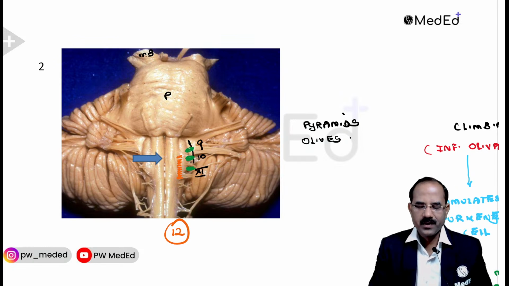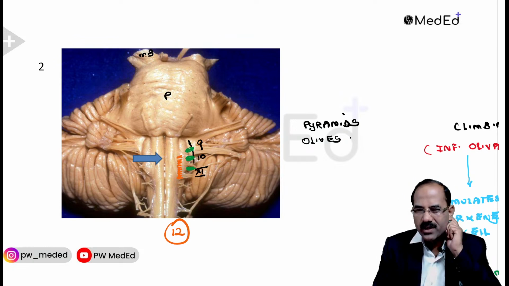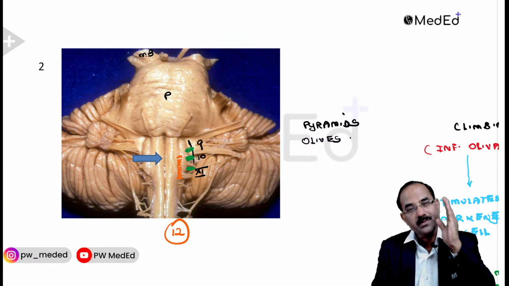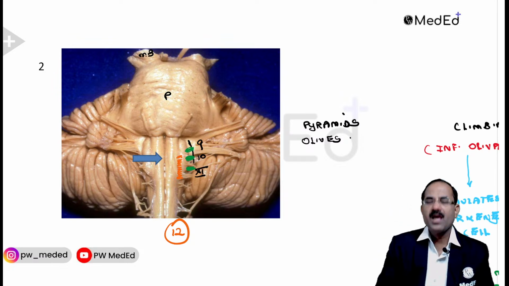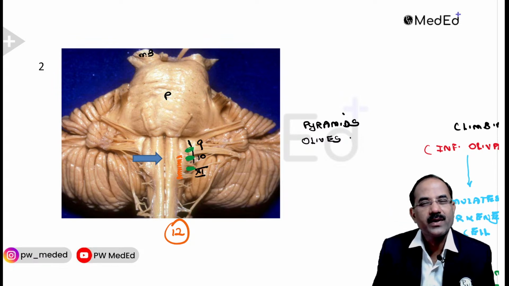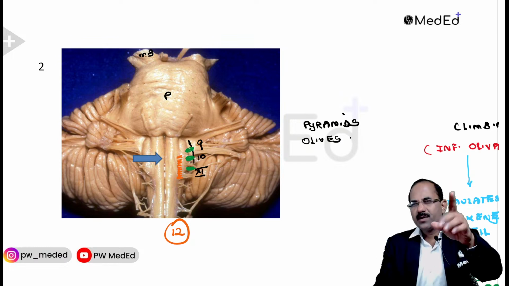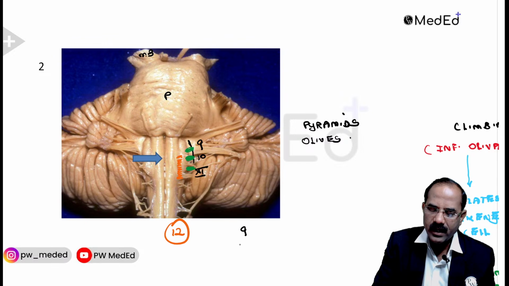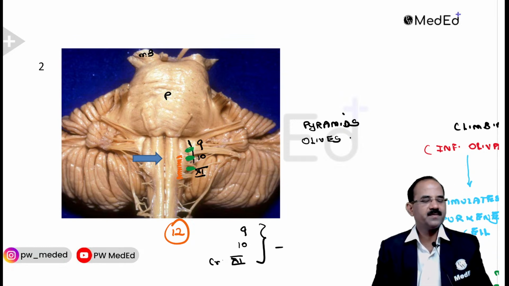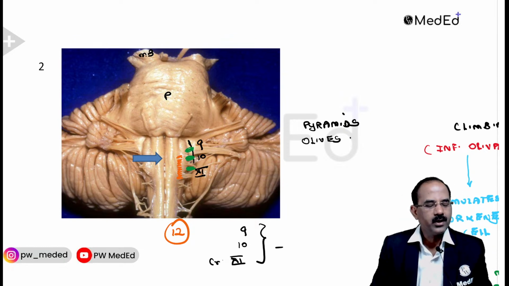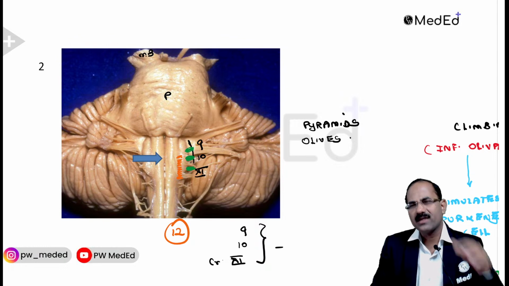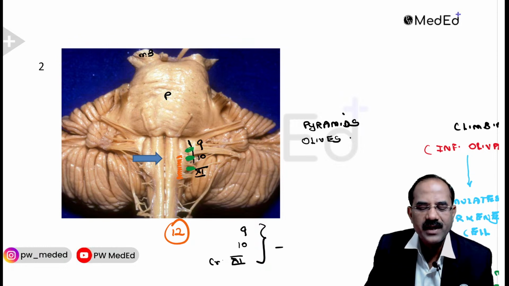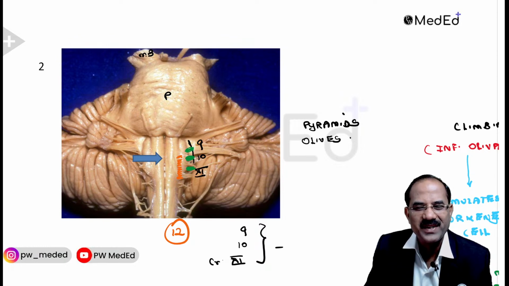Yes, Vidhi, very good. So the nerve present between the pyramids and the olives is the 12th, and the nerves present between the olives and the inferior cerebellar peduncle are the 9th, 10th, 11th. Can you tell me this? There's a common nucleus for the 9th, 10th, and the cranial accessory nerve. What is the name of that nucleus?